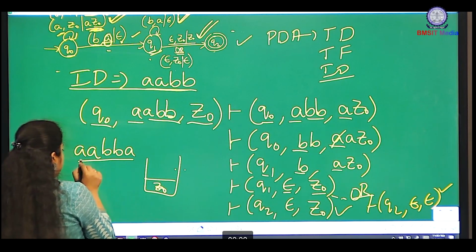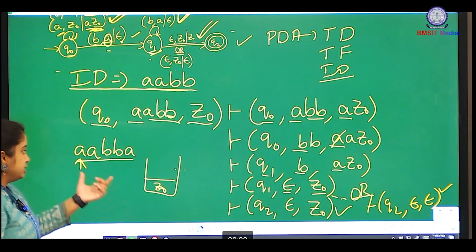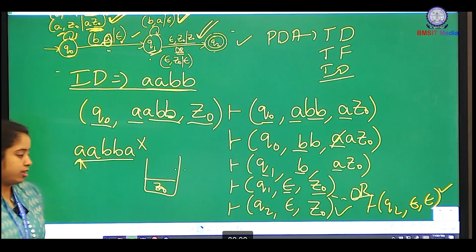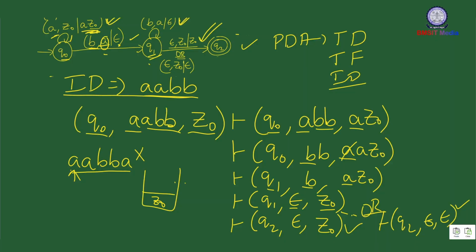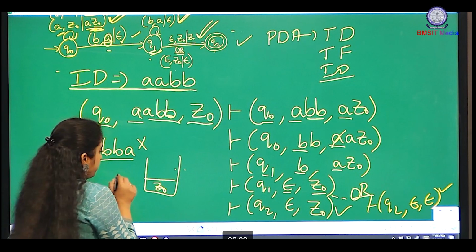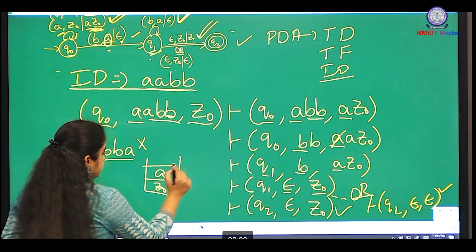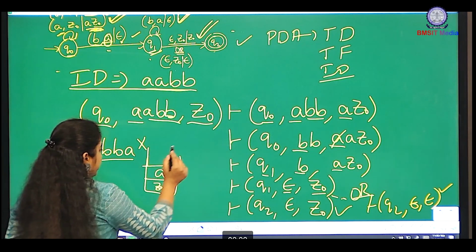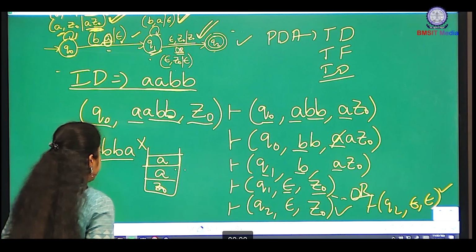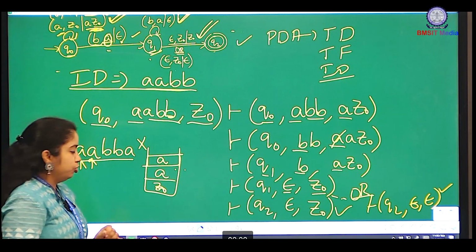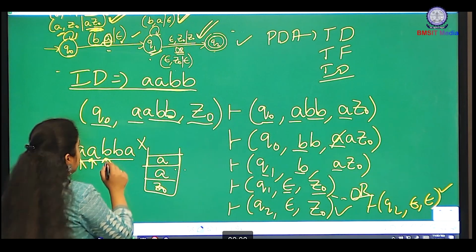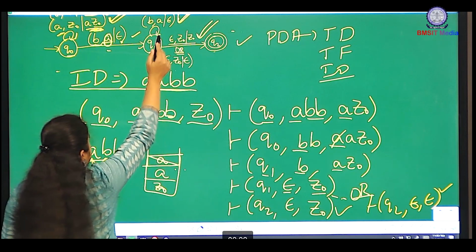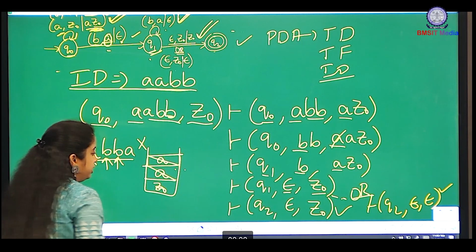I am just taking an example which does not belong to the language, and should not be accepted by the PDA. You are reading A and Z0 is the top stack element, so you push this A to the stack. Again you read one more A, and push A to the stack, still in state Q0. When you read B, you start popping and go to state Q1. Again when you read B, you are in the same state Q1 and pop A.